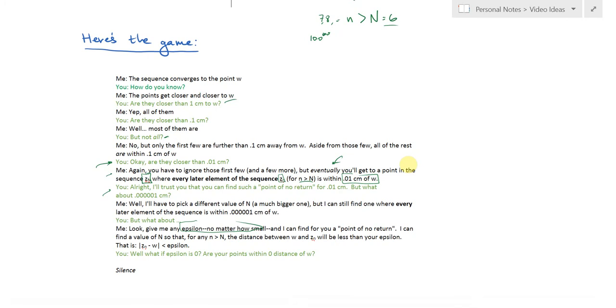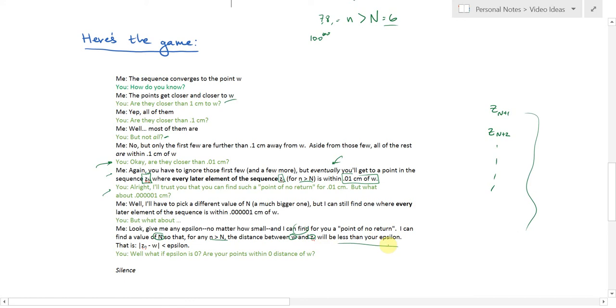All right, so no matter how small your epsilon is, you get to pick the epsilon. You get to tell me, I'm willing to tolerate this much error in the approximation, but no more. That's fine. You get to make that choice, and then it's my job to go and find for you a point of no return. I can always find some value of capital N so that for any little n greater than capital N, for any point further along in the sequence than the capital Nth point, the z sub n plus first point, the z sub n plus second point, and all the rest of them from then on, the distance between W, the point we're trying to approximate by our sequence, and the points z sub n, everything that comes after that capital Nth point, will be less than your epsilon.